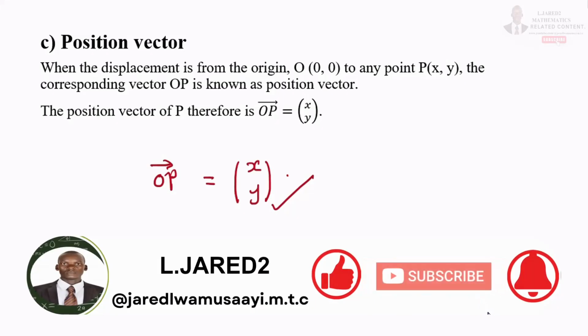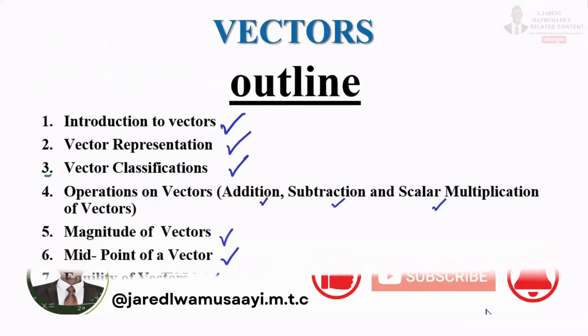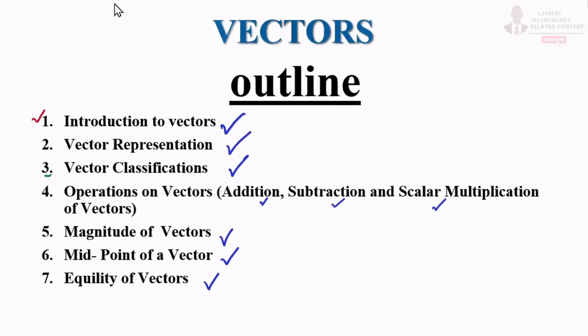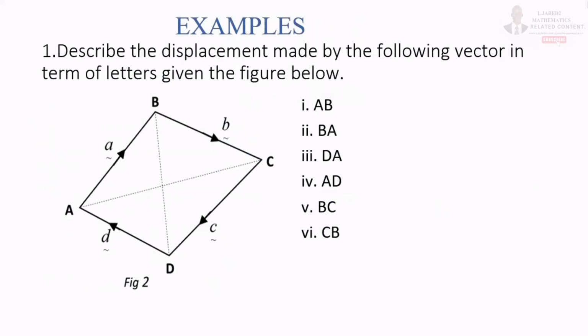So we have so far talked about the classification of vectors. We have finished numbers 1, 2, and 3. We are going to number 4, where we will understand the operations performed on vectors. So for now, let's have examples.